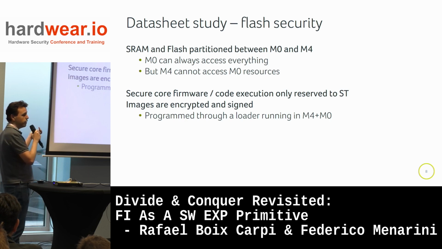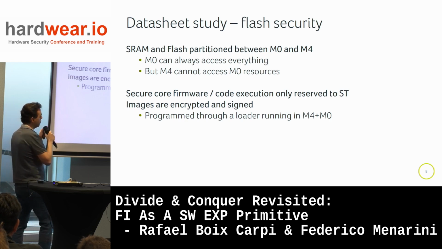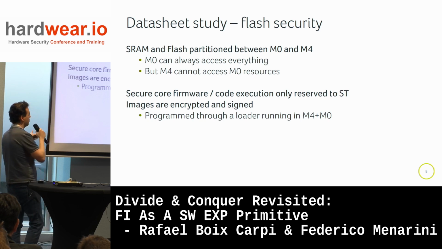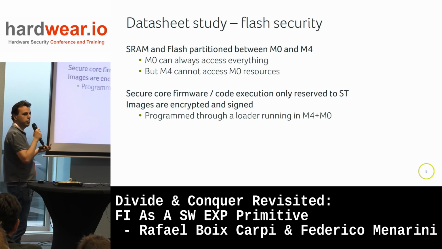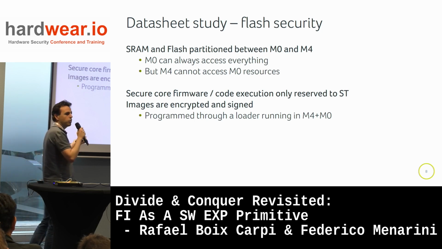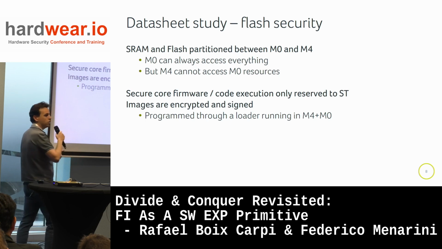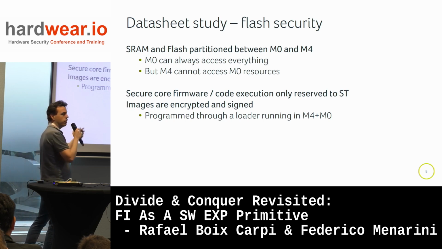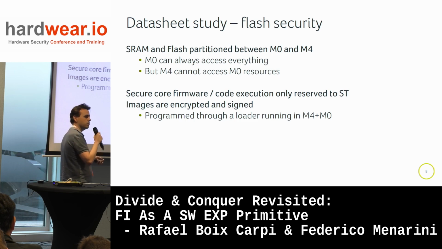Also, the secure core firmware, the code execution, is only reserved to ST. If you download updates for that, or if you try to find code there, the images are encrypted and signed. So we don't really see the binaries. We don't really know what is running there, other than some API functions. Okay? If you want to update, this is done through a programmer tool that you load in the non-secure core. You put this firmware there, and then the secure core does its things, but you don't see anything.